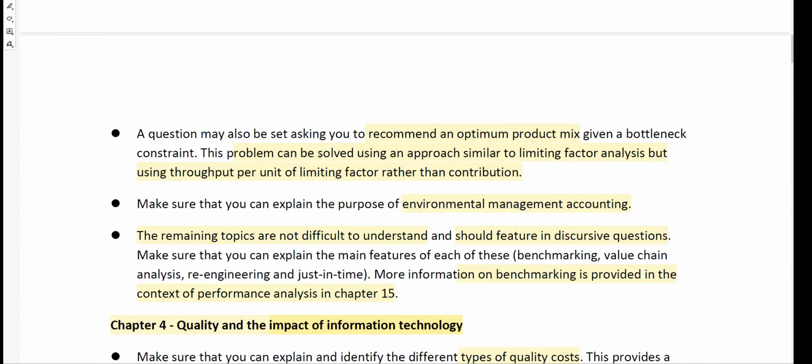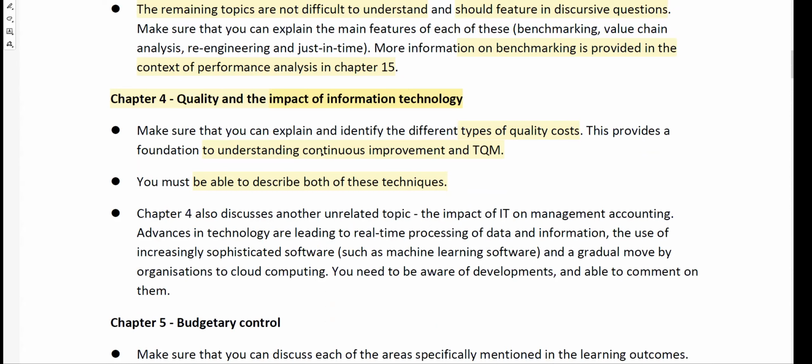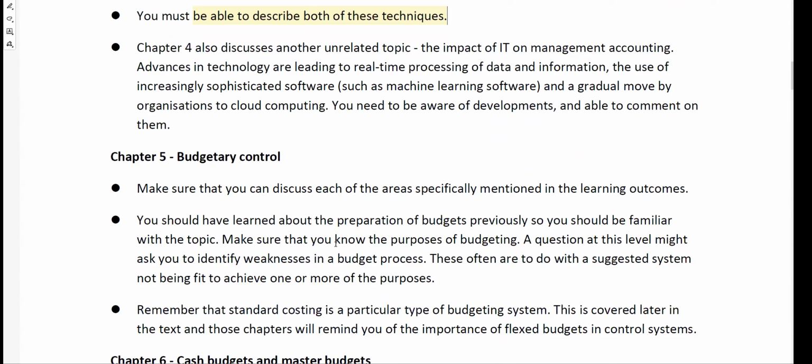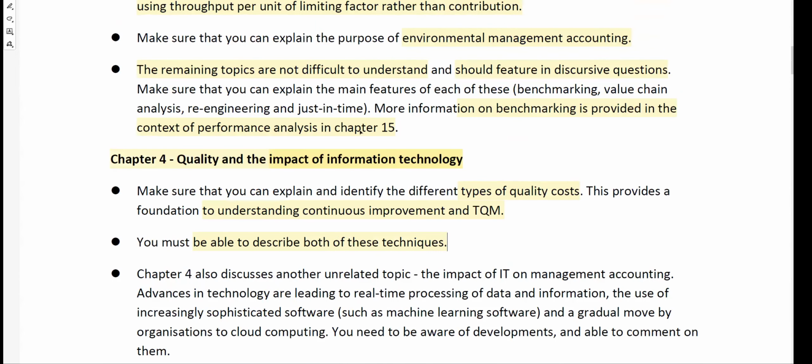Questions are going to come from this area: models of evaluation, quality, and the impact of IT, right? So budgets are for next week. Is that okay? All right. So this week, this is our focus. With that being said, if you have any question, you can hook me up. If not, we can proceed.